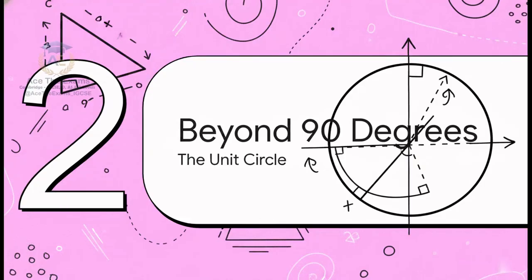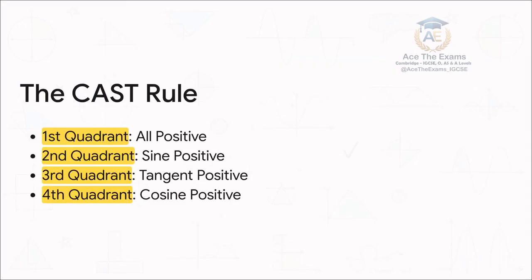But here is where we hit a bit of a wall. Right-angle triangles only allow for angles up to 90 degrees, right? So what happens when an angle is larger than that? Let's get into block 2, beyond 90 degrees. To measure angles of any size, we just place our angle inside a unit circle on the xy plane. Suddenly, our angle can sweep around infinitely.